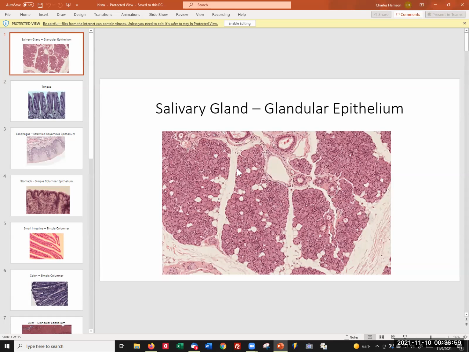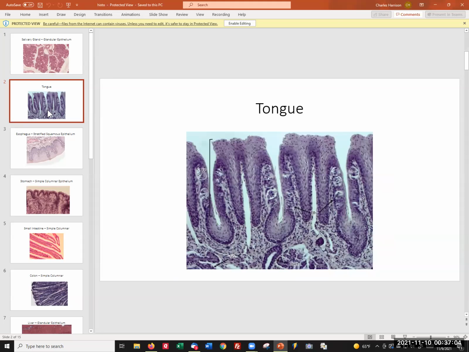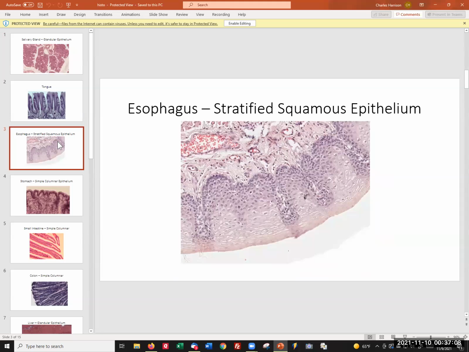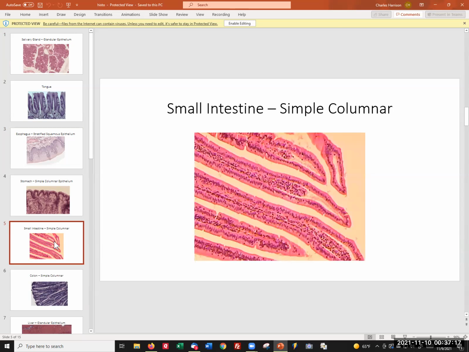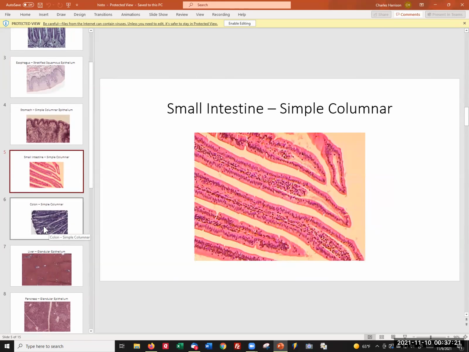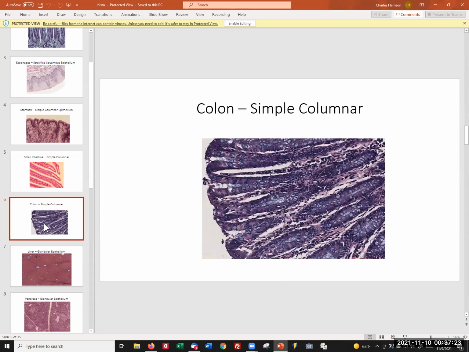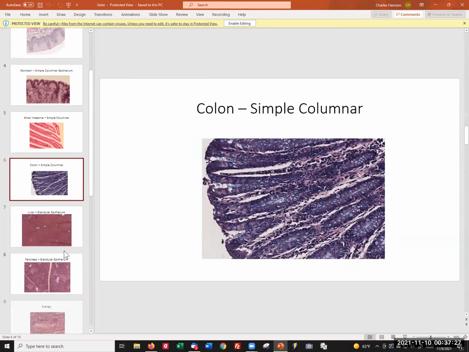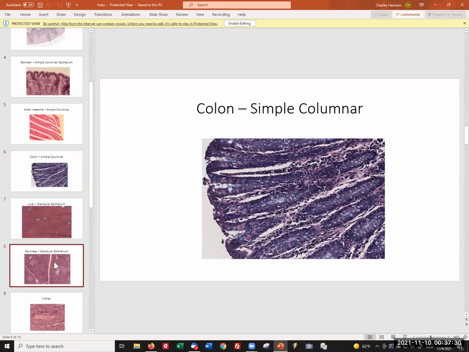Well, here's some beautiful pictures of the salivary gland. We saw this one a moment ago. And the tongue enlarged. This is esophagus with stratified squamous epithelium. It's upper esophagus, therefore. Here's the small intestine. A lot of information here. I don't like this picture of the colon. It does the job, but I've got a much better picture of colon to show you.